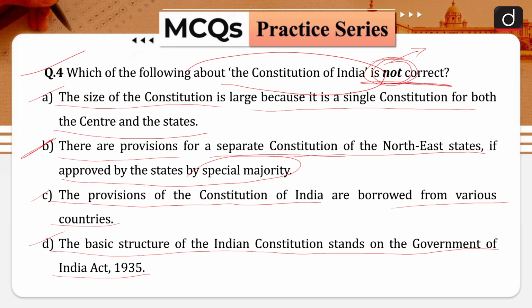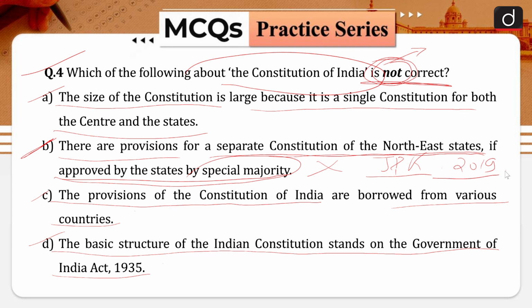There are provisions for a separate constitution for Northeast states if approved by the states by a special majority is not correct. The only state, now an erstwhile state, to have a separate constitution was the state of Jammu and Kashmir. But after the Jammu and Kashmir Reorganisation Act of 2019, the Constitution of India applies to the Union Territory of Jammu and Kashmir. So, it was bifurcated into the Union Territory of Jammu and Kashmir and Ladakh. Also, the separate constitution was abolished and now the Constitution of India applies to the Union Territories of Jammu and Kashmir and Ladakh.